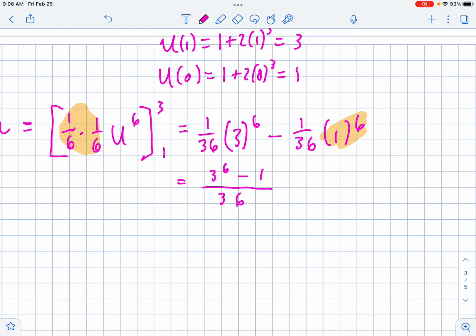Now 3 to the 6th is 729. I definitely did that with a calculator. I wouldn't expect you guys to know that offhand. And then this will be 728 over 36, which I think, yeah, there's at least a 2 that comes out of all that. So use that good old answer to fraction button and get 182 over 9.